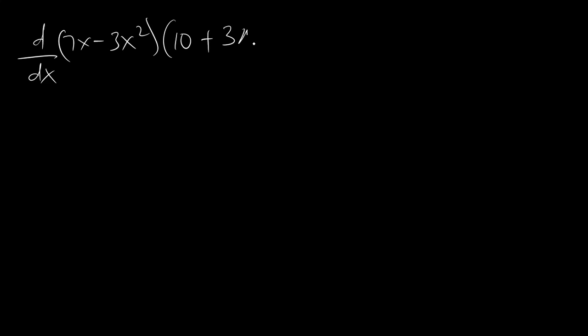Now let's check another problem. Let's say you are given the derivative of 7x minus 3x square times 10 plus 3x square. You say find the derivative. So now you say here u is equal to this, which is 7x minus 3x square, while v is equal to 10 plus 3x square.